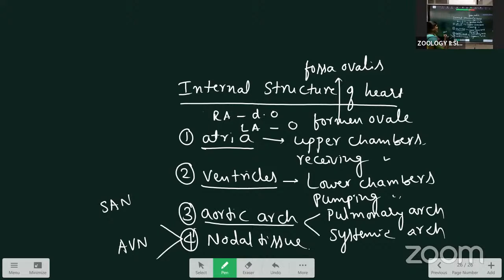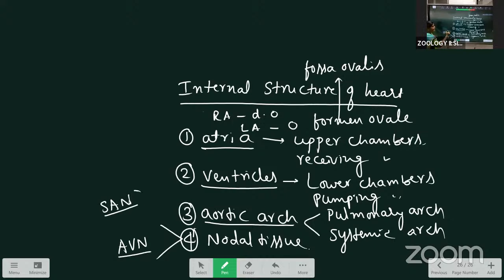This nodal tissue is made up of muscle, and the total heart is made up of muscles. That's why we call the heart myogenic. The impulse generation is done by the pacemaker, which we call the sinoatrial node. And this other one is the relay station.